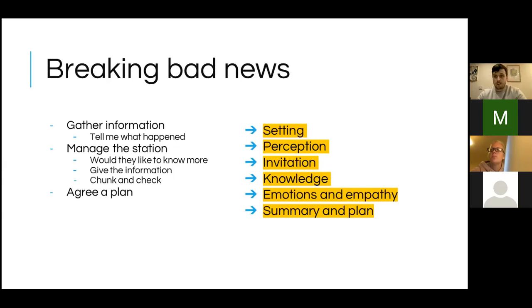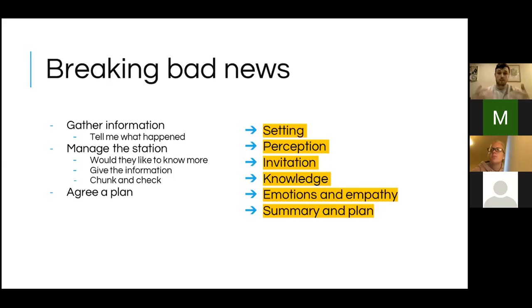Breaking bad news. These are really common in OSCE stations. Again, you are an information gatherer. It's really important to gather as much information as possible before breaking any news at all.